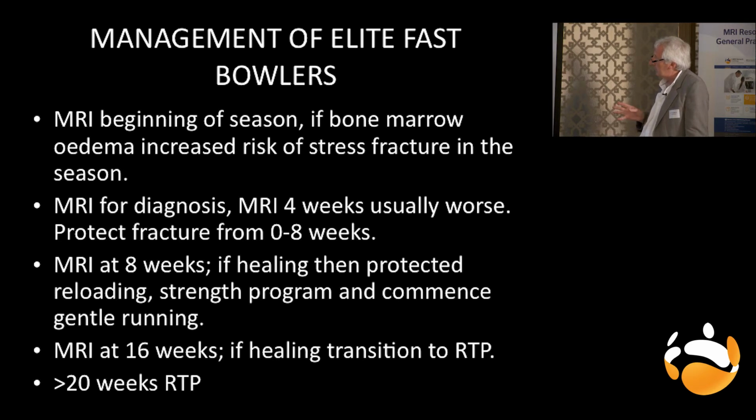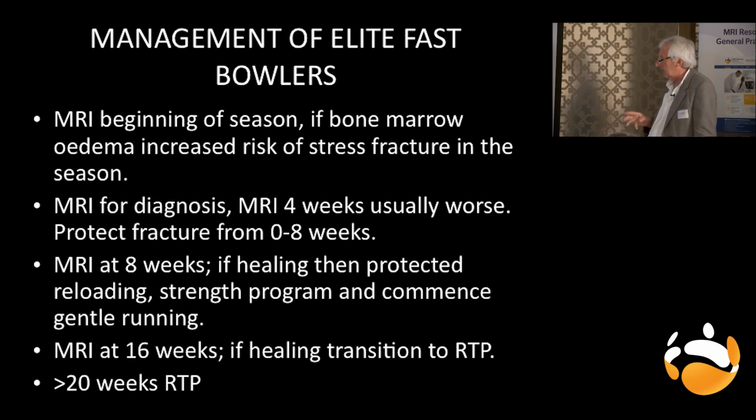With elite fast bowlers, in conjunction with Cricket Australia and Victoria House, they have an MRI at the beginning of the season. If they've got bone marrow edema, they've got an increased risk of stress fractures throughout the season, so they are trained in a slightly different way. They have an MRI for diagnosis, an MRI at 4 weeks, which usually looks worse. They protect the fracture for about 8 weeks and then have a further MRI.